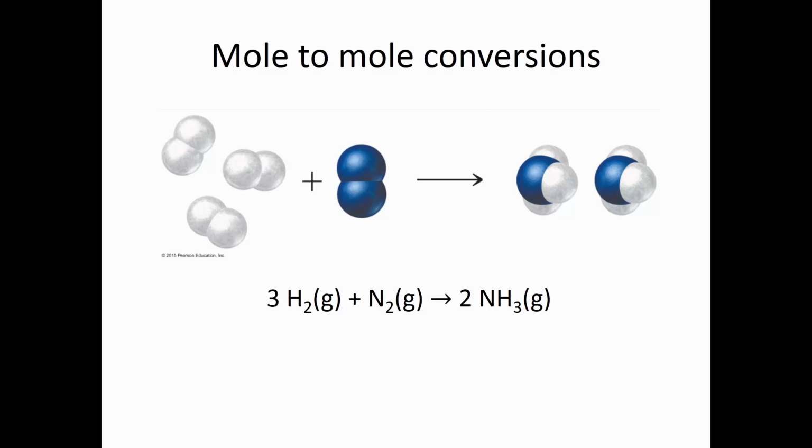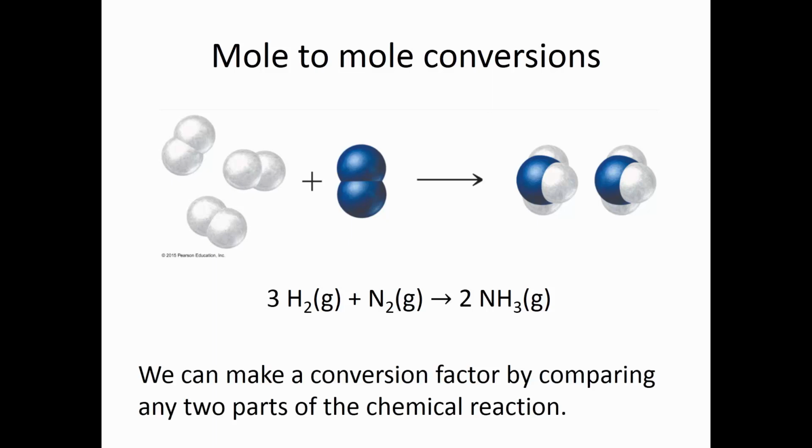So in stoichiometry, we are looking at a balanced equation, and we can use the numbers in that balanced equation as conversion factors. So we can compare any 2 parts of the chemical reaction. We can say we have so much hydrogen, how much nitrogen would we need? Or we could say we have so much hydrogen, how much NH3 would be produced by that. So let's go ahead and look at a quick example of that.